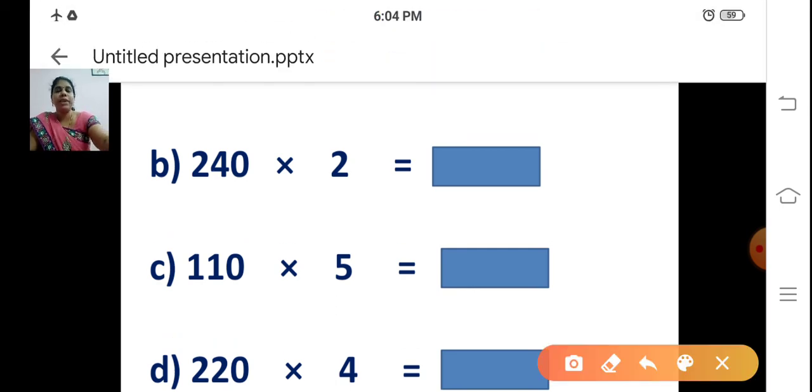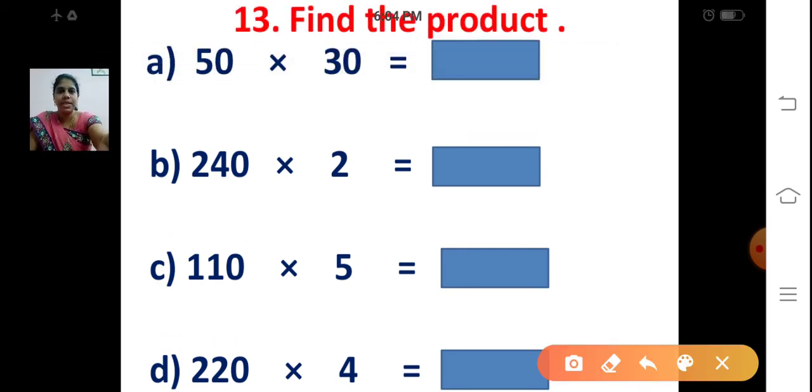So I'll repeat it one more time. Just multiply the numbers, ignore the zeros. The remaining numbers you multiply. So 5 3s are 15. Then followed by how many zeros we have? 2 zeros. 1, 2.